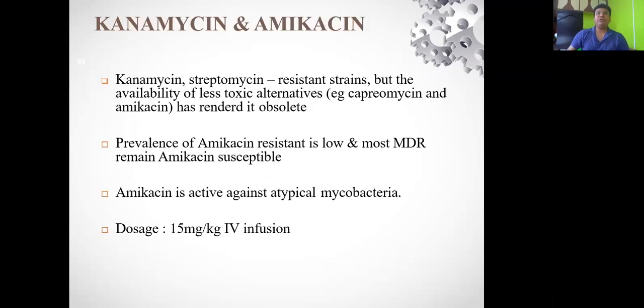Then when you look into kanamycin and amikacin, there is one entity called kanamycin, streptomycin resistant strains. But there is availability of less toxic alternatives like capreomycin and amikacin. As you know, kanamycin, which is an aminoglycoside, is a highly toxic drug. There are certain resistant strains against which kanamycin and streptomycin are effective, but the availability of less toxic drugs like capreomycin and amikacin renders kanamycin and streptomycin obsolete. So we are not using kanamycin and streptomycin very frequently for the treatment of resistant strains.